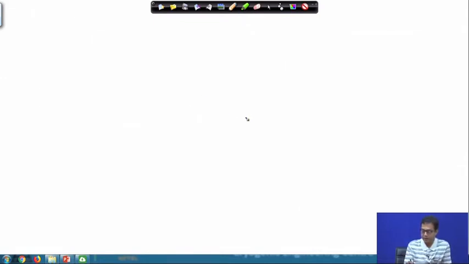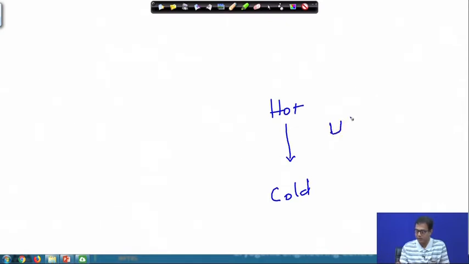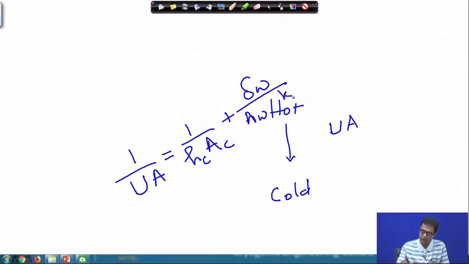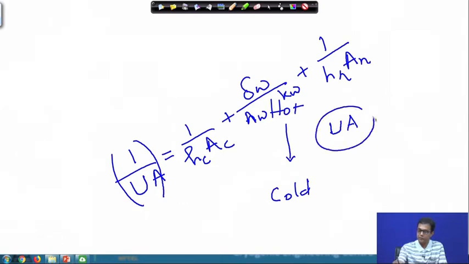So, in a nutshell, we find that this heat transfer from the hot to the cold fluid is limited by something known as the overall conductance UA, or the overall heat transfer resistance 1 by UA, which is equal to delta W by A W K W plus 1 by H H A H, plus 1 by H C A C. This is the overall heat transfer resistance, or the conductance UA.